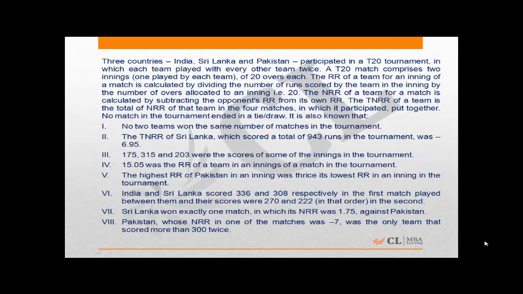NRR is the difference in the run rate of the two teams. If a team lost the match, then its NRR will be negative. If a team won the match, then its NRR will be positive. TNRR, that is total net run rate, is the sum of all the NRR, that is net run rates, of a team for the particular tournament.